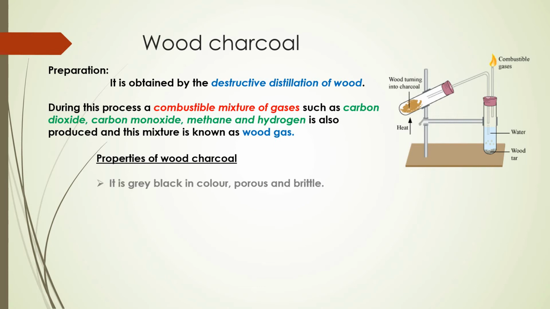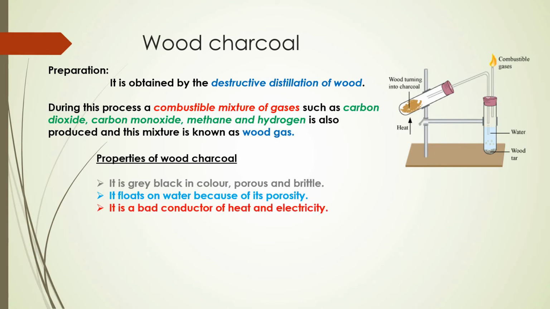Now let us see properties of wood charcoal. Wood charcoal is grey black in color. It is porous, that means it has holes, and it is brittle. It can break easily into pieces. It floats on water because of its porosity. Since there are holes in the charcoal, those holes allow air to enter inside it, making the charcoal light and hence it floats on water. Wood charcoal is a bad conductor of heat and electricity, and it is also used in the earthing process.